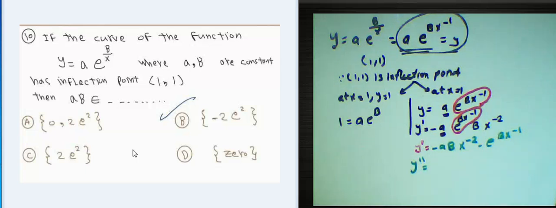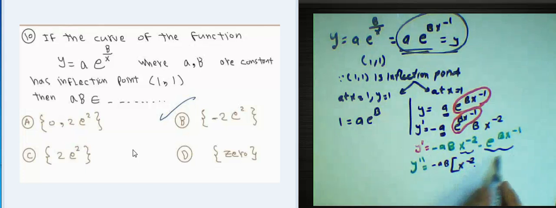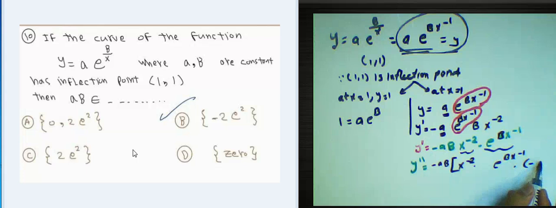For the second derivative, put negative a b outside as a coefficient between the two functions. Write the first, x to the power negative 2, multiplied by the derivative of the other function, e to the power b x to the power negative 1. The derivative of the power, dropping the power, will be negative b x to the power negative 2.